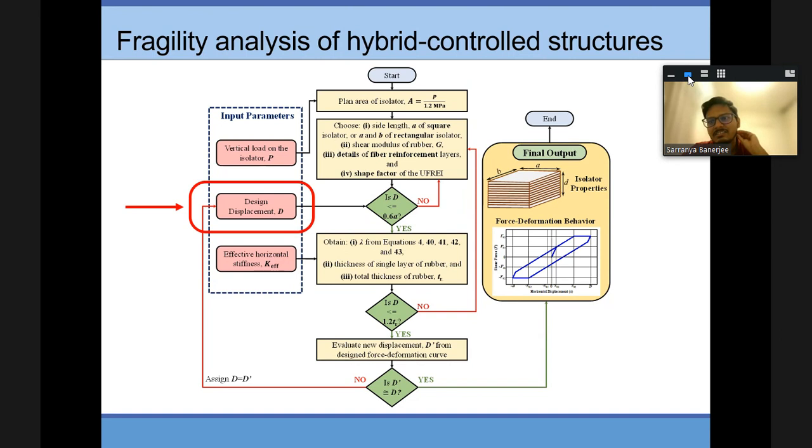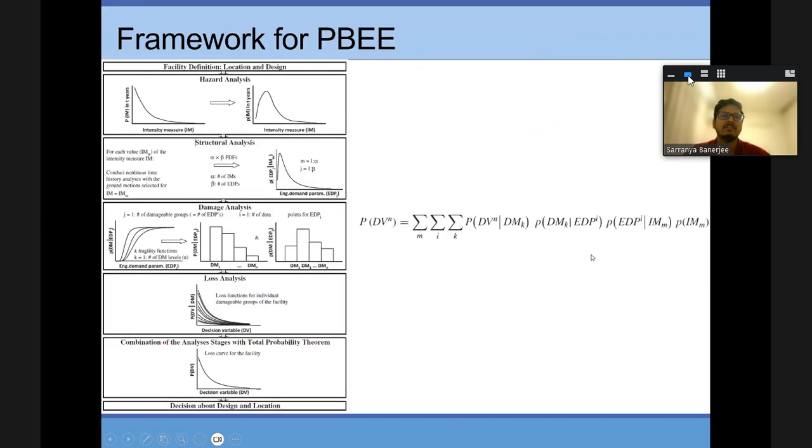One idea which I was thinking is maybe we can assume the equivalent stiffness and damping and then develop the fragility curves. And since the idea of performance based earthquake engineering is we have some probability of the hazard, then we developed some fragility curves from the nonlinear time history analysis.